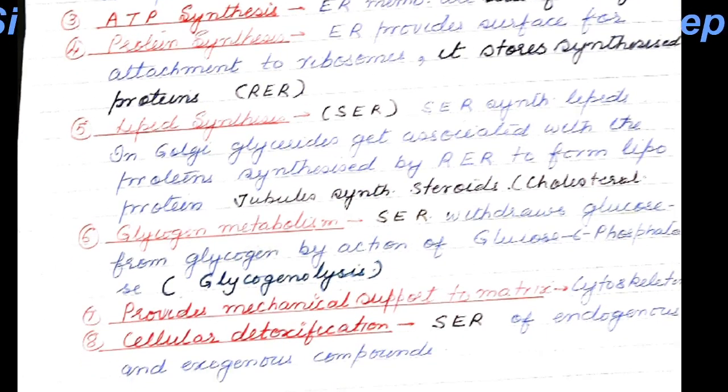Then glycogen metabolism. The smooth endoplasmic reticulum withdraws glucose from glycogen by action of glucose 6-phosphatase, meaning it is involved in glycogenolysis, which is breakdown of glycogen into glucose. Another important function performed by endoplasmic reticulum is that it provides mechanical support to the matrix of the cell, and therefore it acts as cytoskeleton.